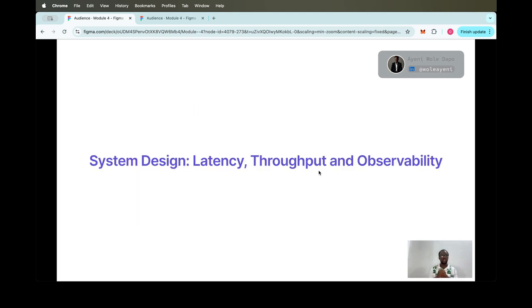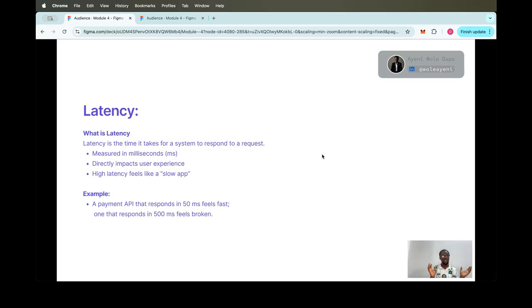Lastly, under this section, we'll be looking at latency, throughput and observability. Like we said earlier, the performance of your products, by which I mean your API products, is measured on two major key metrics. First one is latency, second one is throughput. Now, what is latency? Latency is the time it takes for your system to respond to a request. It is measured in milliseconds, and the latency on your platform directly impacts your customer experience.